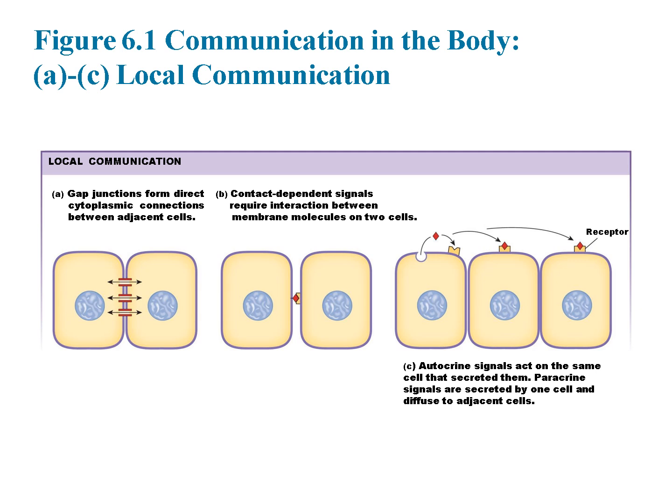In this figure, we see 3 key mechanisms of local cell communication: gap junctions, contact-dependent signaling, and paracrine/autocrine signaling. In panel A, we have gap junctions. These structures form direct cytoplasmic connections between adjacent cells. Ions and small molecules pass freely through these connections, allowing cells to synchronize their activities. This is particularly common in tissues like cardiac muscle, where rapid communication is essential for coordinated contractions.